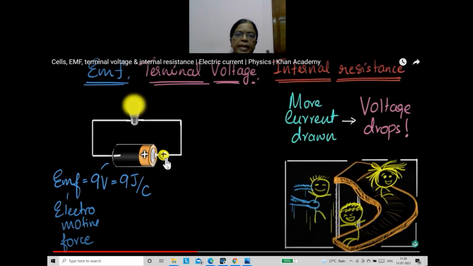When it reaches here, after passing through the cell, the energy of the charge becomes very much less. Energy per coulomb, that is volt. Energy per coulomb, joule per coulomb. So the voltage is reduced when it reaches here, when we connect a bulb, when current is drawn from it. When current is drawn from the cell, the voltage is found to be less. That voltage is known as terminal voltage, and it is due to the internal resistance of the cell.